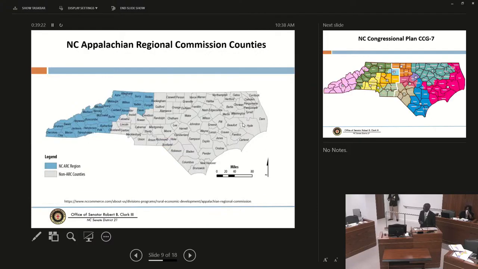Third map, North Carolina Appalachian Regional Commission counties. I think there you have about 29 counties that are part of that commission. As a matter of fact, every single one of those counties, except Davie, form what you might call a 2 congressional district cluster, which hold the 2 western districts that are in the plan that I put forward. I don't think anyone would doubt that there's a lot of community of interest within that group. Okay.